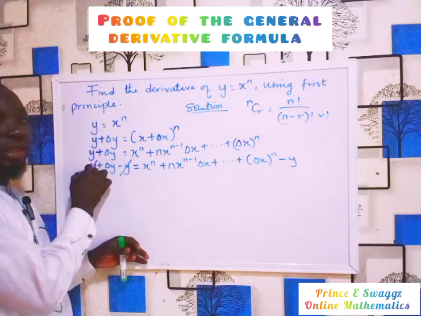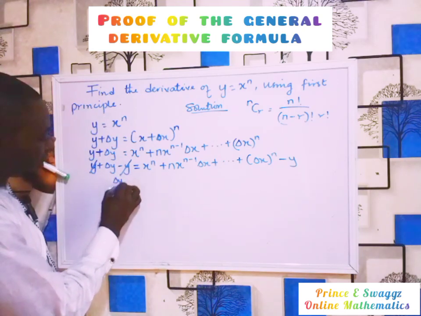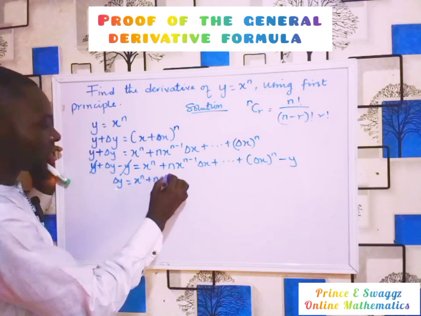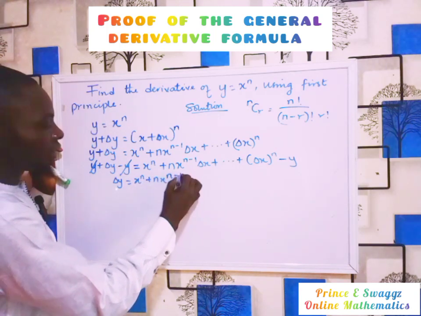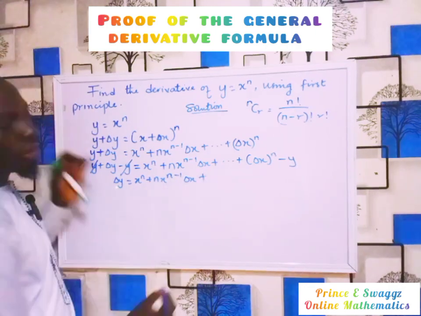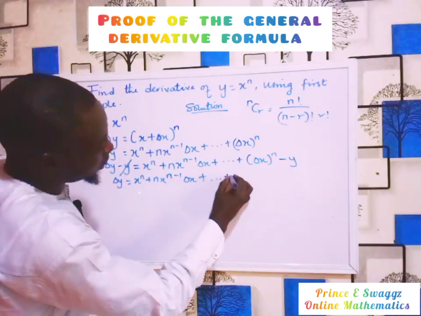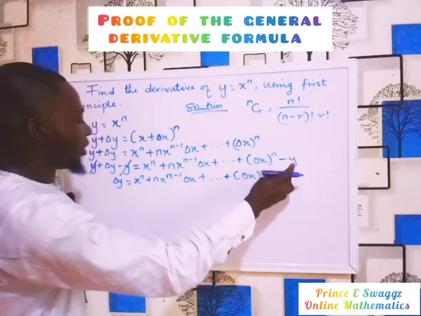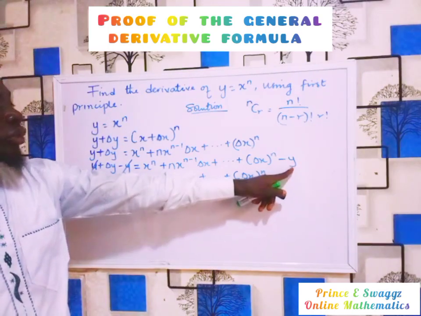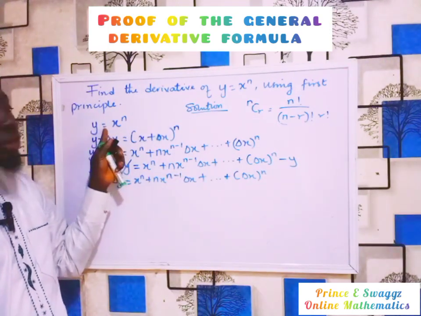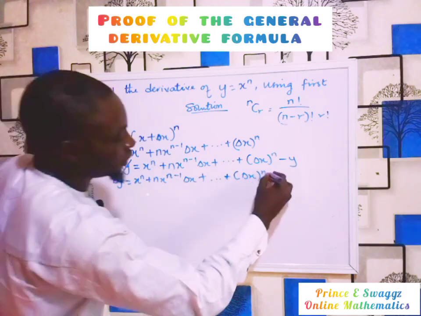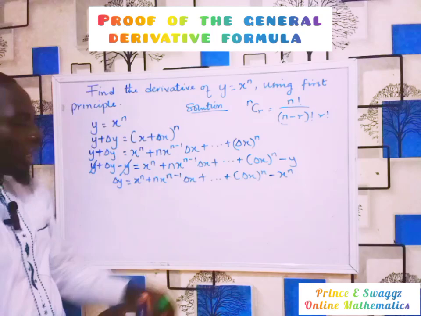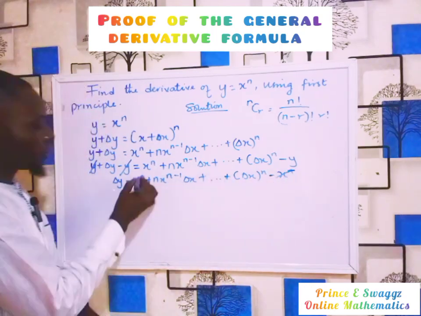The y cancels y here, so you are left with delta y equals x to the power n plus n x to the power n minus 1 delta x, then plus dot dot dot plus delta x all to the power n. Now, what is the value for y? We are going to replace the value for y. The value for y from the question is x to the power n. So I put x to the power n. So now x to the power n can cancel x to the power n.